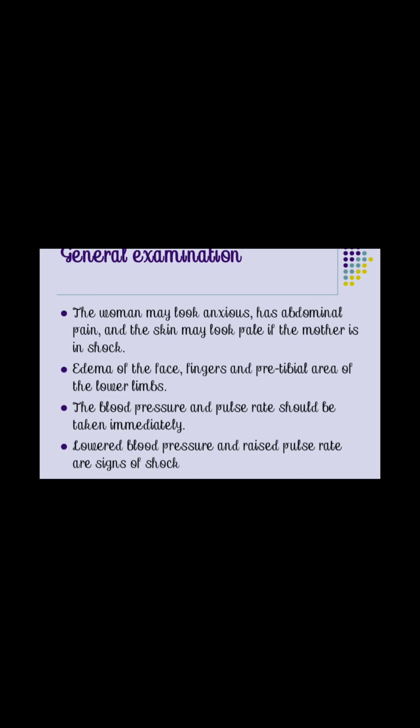Should be taken immediately kwa sababu blood pressure kwa mama ambaye ana hii bleeding obviously itapungua kwa sababu low volume of the fluid, sorry, of the body volume, and the pulse rate should be taken. But also lowered blood pressure and raised pulse rate a sense of shock.